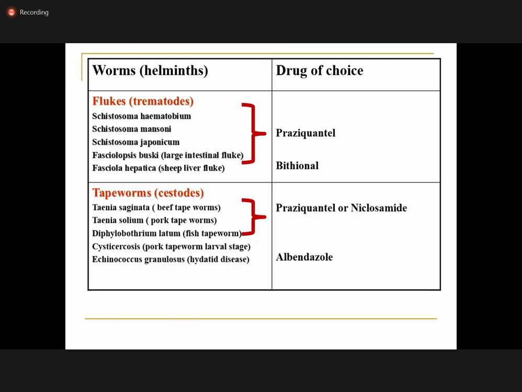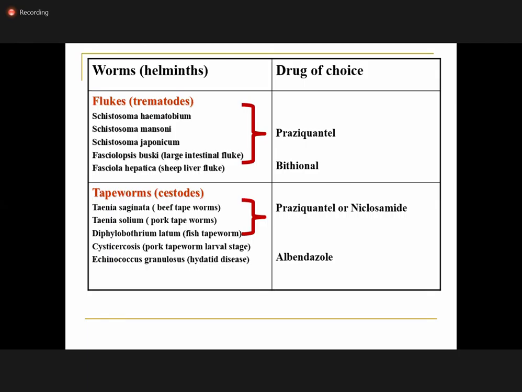So in the olden days, niclosamide was supposed to be the drug of first choice against the cestodes. But in current practice, in the current medical knowledge, most of the authorities suggest that praziquantel would be more effective against these cestodes, but niclosamide can be given. So that is why we have mentioned both praziquantel or niclosamide. If you say niclosamide is supposed to be the drug of first choice in cestodes, the examiner will say, okay, there is another drug that can also be given. Then you will say, okay, praziquantel, right?